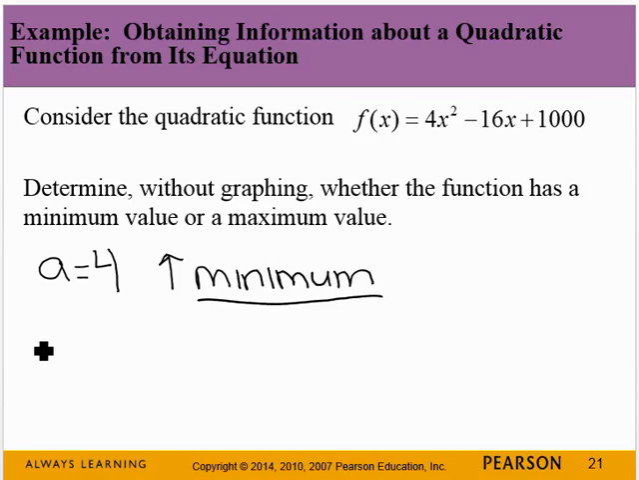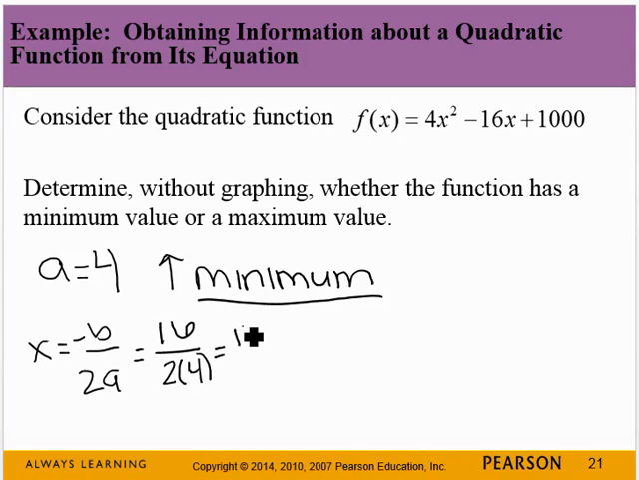So first you need to find x, which is your negative b over 2a. So 16 over 2 times 4, 16 over 8, which is 2. Now plug 2 into your equation.